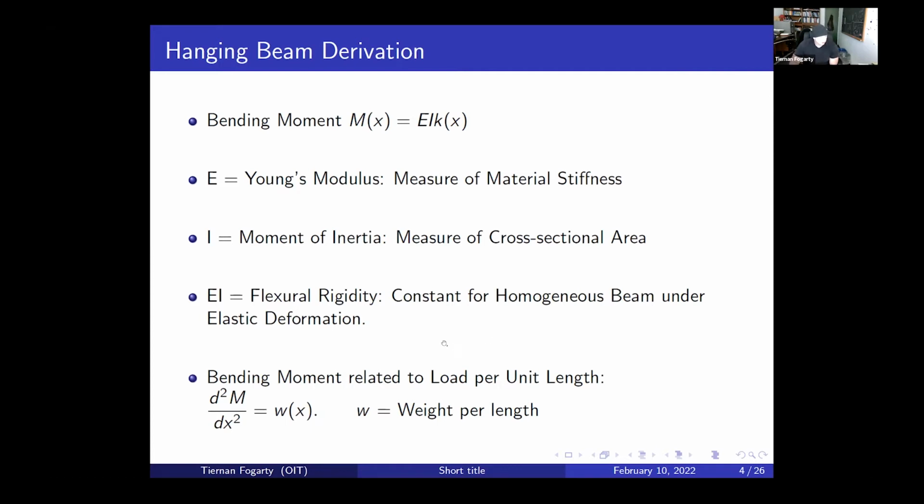Then we still want to get to the governing equation. The bending moment is related to what's called the load per unit length. It's just the weight per length. And that equation, hopefully you can see it, the second derivative of M with respect to x equals the weight per unit length. I don't think that's necessarily an obvious thing at all. It's probably the part of this whole thing that I understand personally the least.